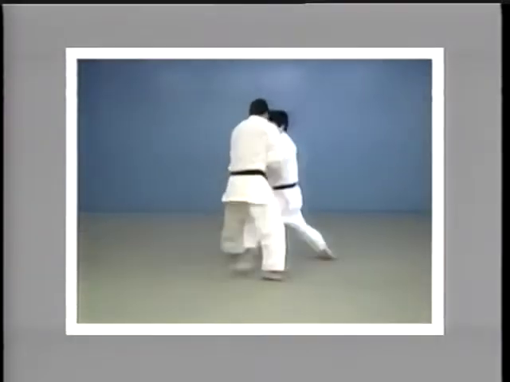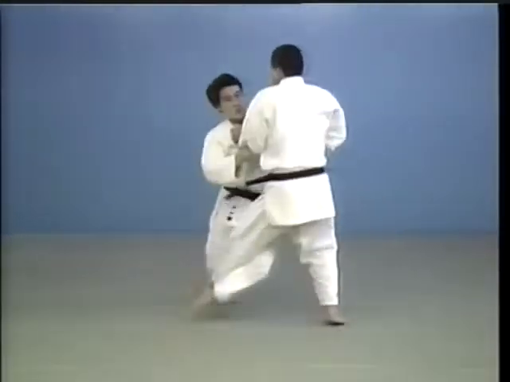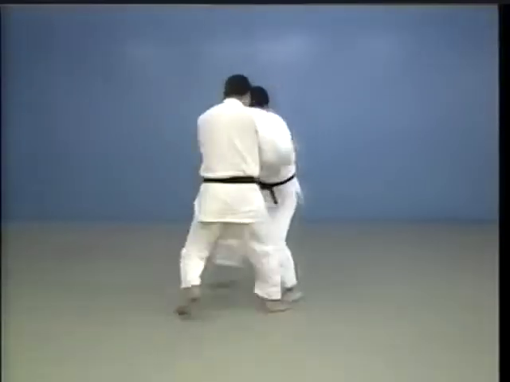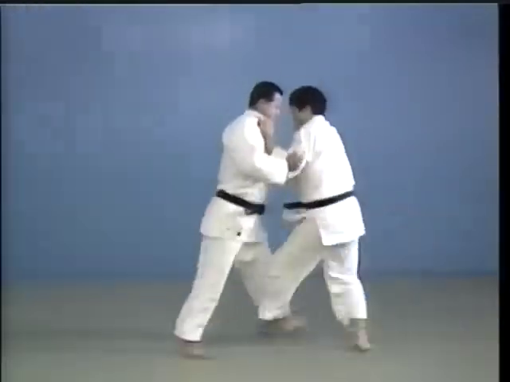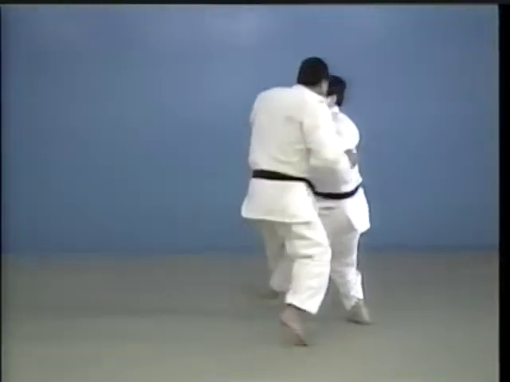Kochi-gari. In Kochi-gari, you pull your opponent's foot forward, then you clip just as his foot comes down on the mat. In this instance, you cut down on the retreating foot of your opponent.